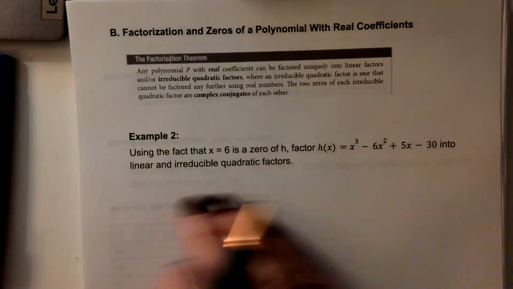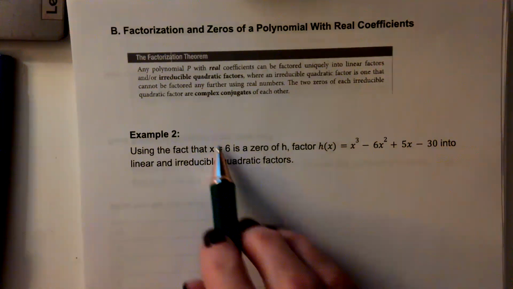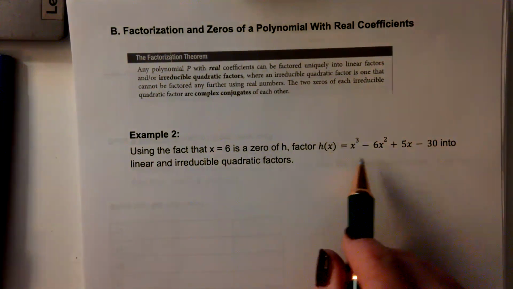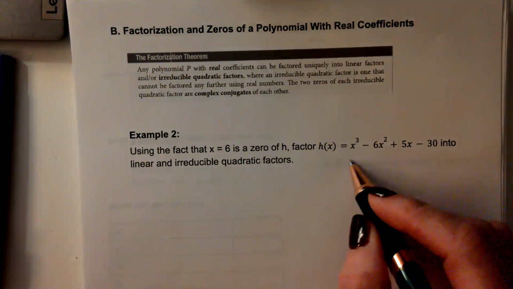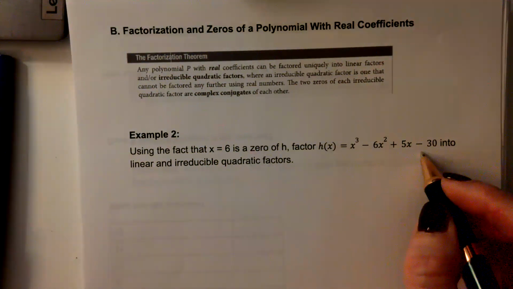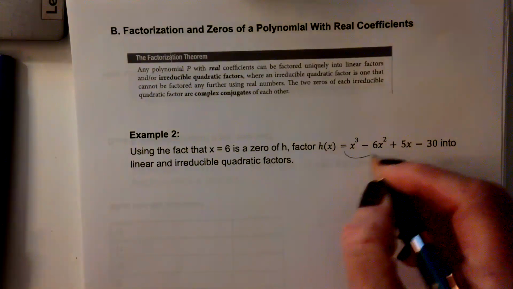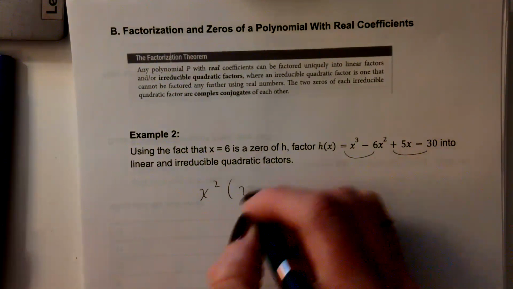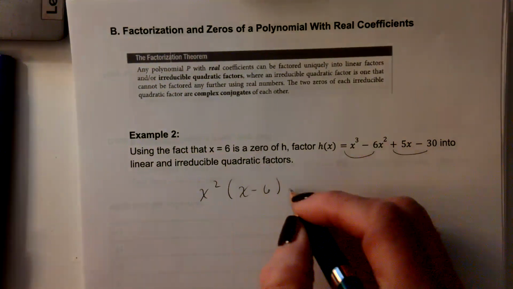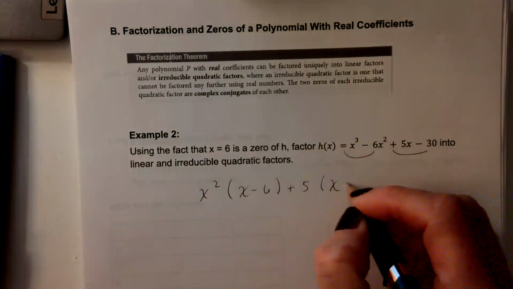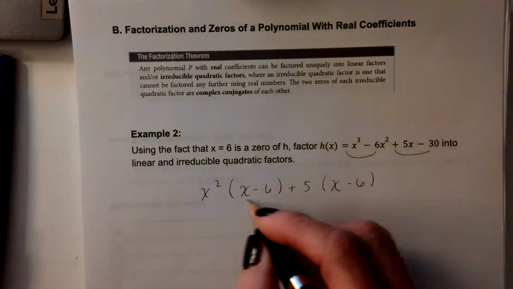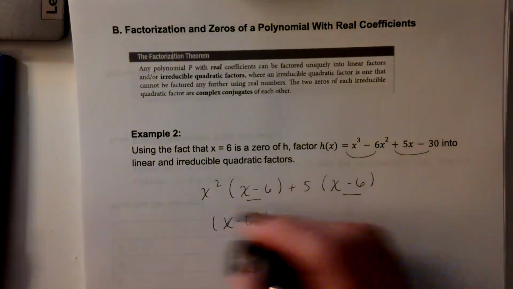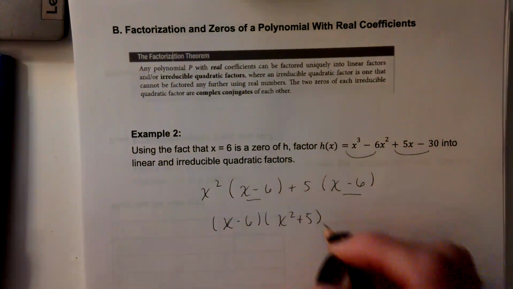Okay. So let's see what we have for example 2. It says we know that x equal to 6 is a zero, and we want to factor that. So it has 4 terms. We haven't really practiced any of our factoring with 4 terms yet, but we could. So I'm going to group them as these 2 terms. So x squared factors out, and I have an x minus 6, and then a plus 5 factors here, and I have an x minus 6. So x minus 6 is the common factor, and then I have x squared plus 5.